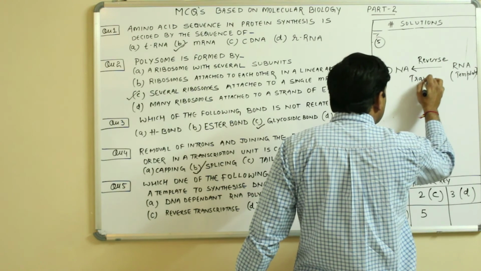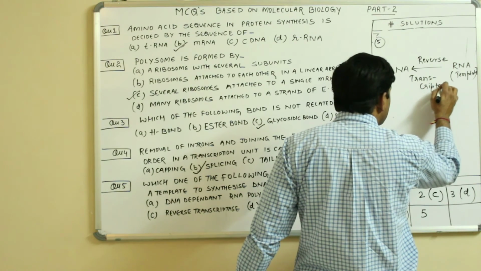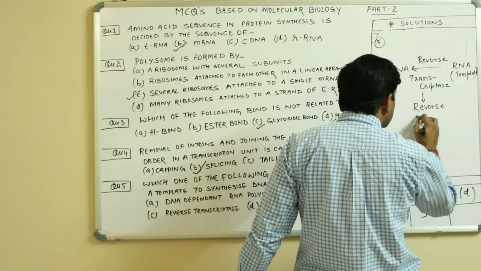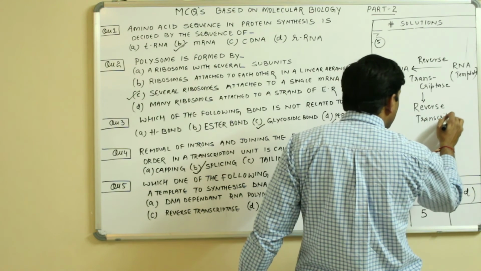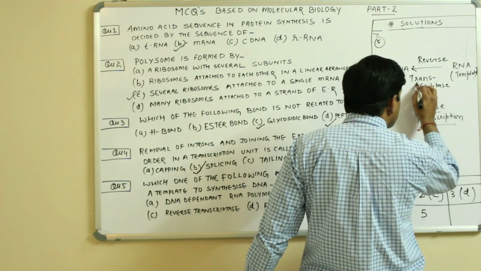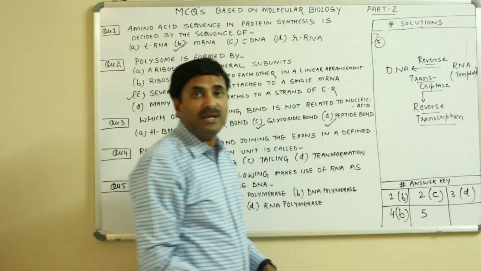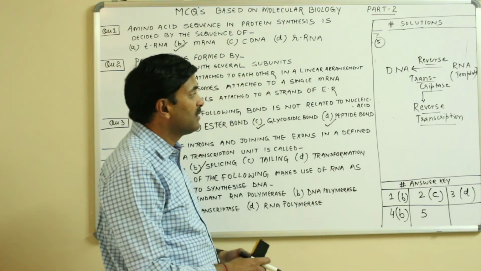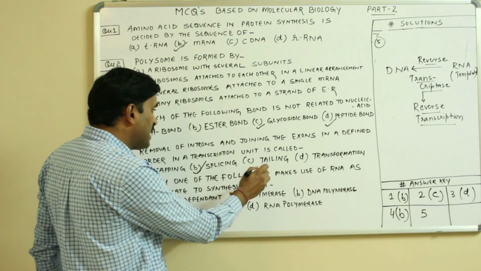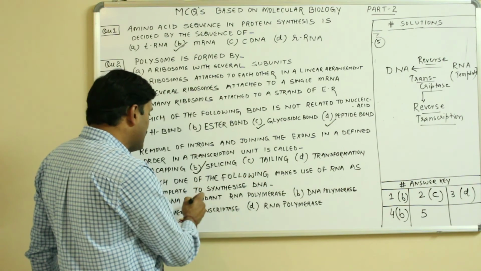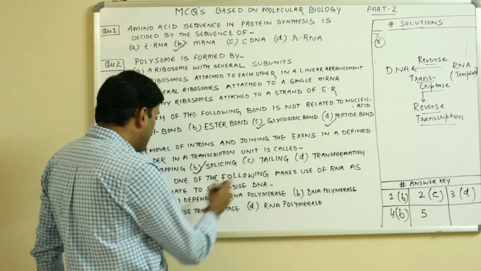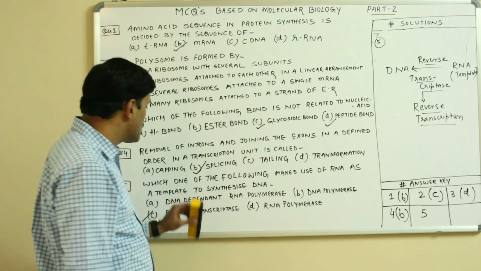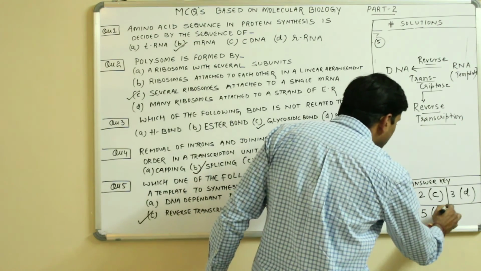In this case, the RNA acts as a template, and this happens in the presence of an enzyme known as reverse transcriptase, and the entire process is called reverse transcription. So what is reverse transcription? It occurs in the presence of the reverse transcriptase enzyme, where RNA acts as a template and forms the DNA, right? So which one of the following makes use of RNA as a template to synthesize DNA? DNA dependent RNA polymerase, reverse transcriptase, or RNA polymerase? The correct answer is C, reverse transcriptase. Question number 5 has the answer C.